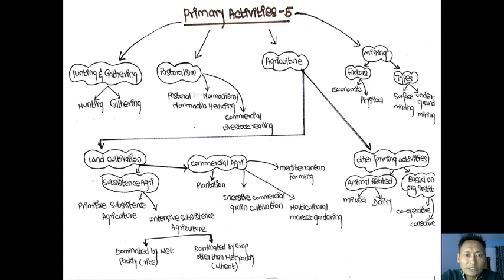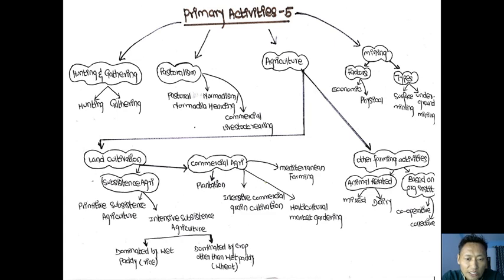That is the second topic, and the third topic is related to agriculture. Under agriculture, based on our textbook, we have two main topics: land-based agriculture and other types of farming. Under land-based farming, or cultivation, the agriculture system is further divided into two: subsistence agriculture and commercial agriculture. Subsistence agriculture is further divided into two: primitive subsistence agriculture and intensive subsistence agriculture.